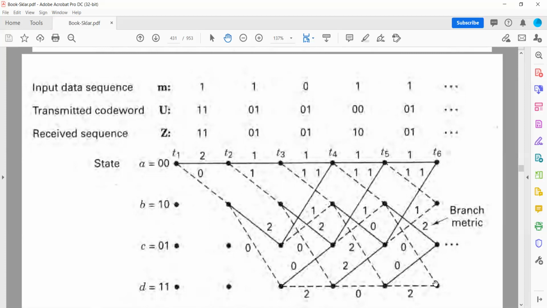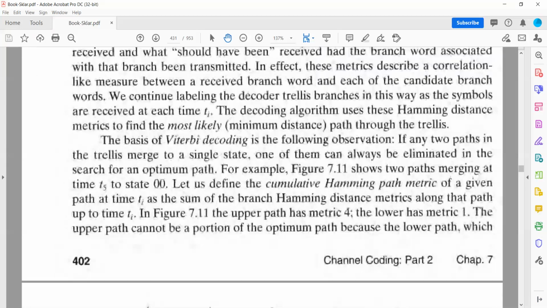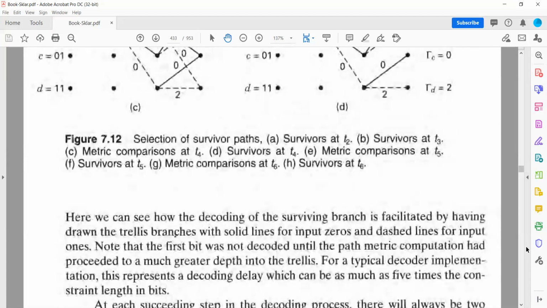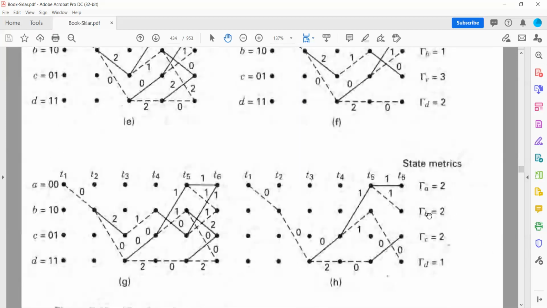You will have to start from the node which has the minimum state metric. So this is the final receiver trellis, after rejecting all the paths which are not surviving. You reach this trellis, and you will see that at every node, you will have only one path entry. And every node will have a state metric. You start from the node having the minimum state metric, trace back, and you will be able to decode the data. So this is known as the Viterbi algorithm, used to decode convolutional codes.